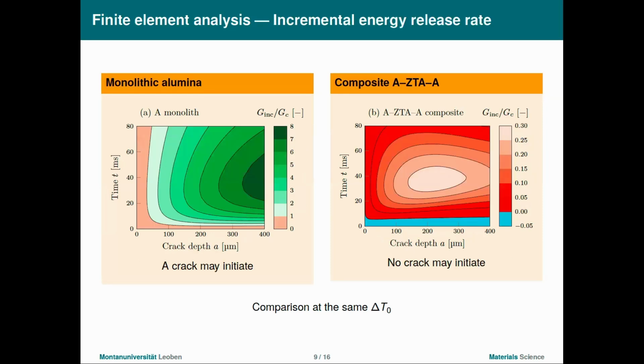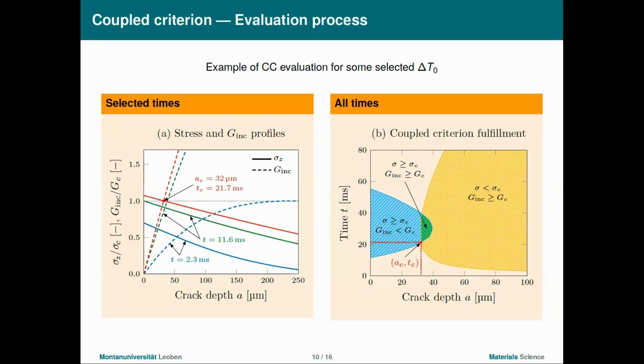Now let's look at the incremental energy release rate. This is plotted at the same critical temperature. So we heated some sample to 400 degrees, threw it into water. And if it's monolithic alumina, you have some region depicted by the green color where cracks overcome the fracture toughness, but it's not the same case in the composite with compressive stresses, because there is no combination of time, temperature, or crack depth, which would allow you to grow cracks. But again, that's not sufficient. We need to always evaluate these conditions together.